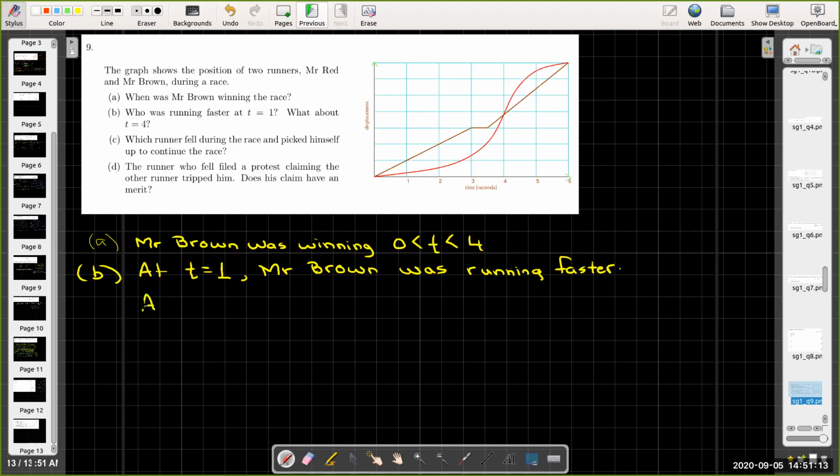Now at t equals 4, which graph is steeper? Well, the red graph is much steeper than the brown graph. So Mr. Red was running faster.